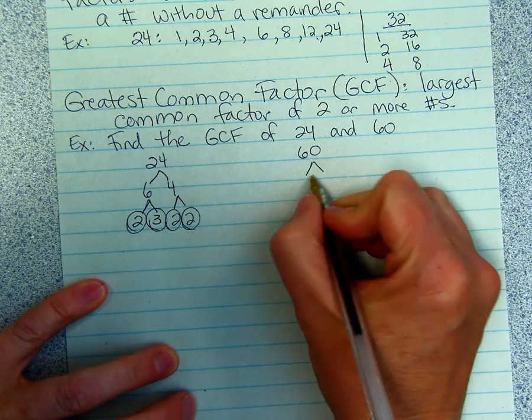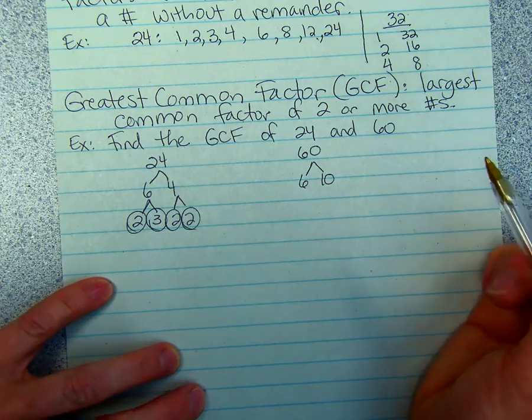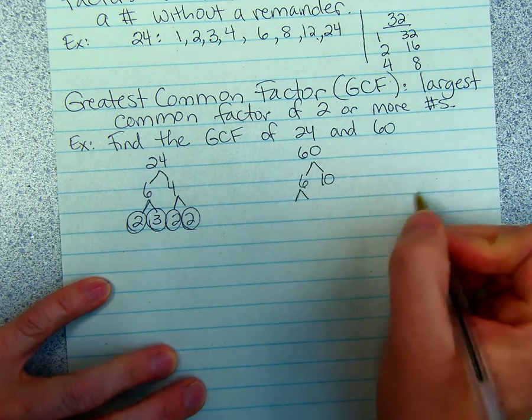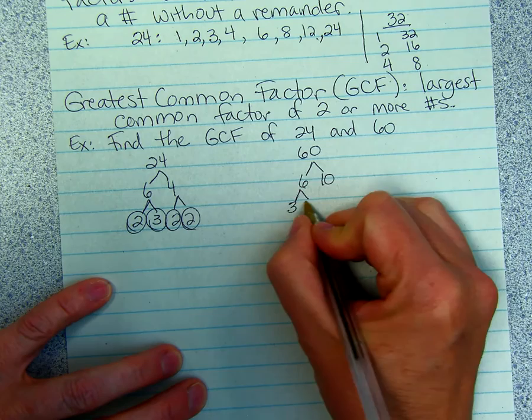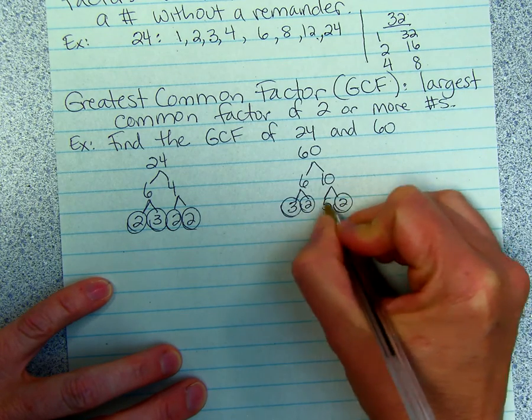For 60, two numbers would be 6 and 10. You could also do 30 and 2 or 15 and 4. It doesn't matter, I chose 6 and 10. 6 is 3 and 2. Those are prime, so I circle them. 10 is 5 and 2.